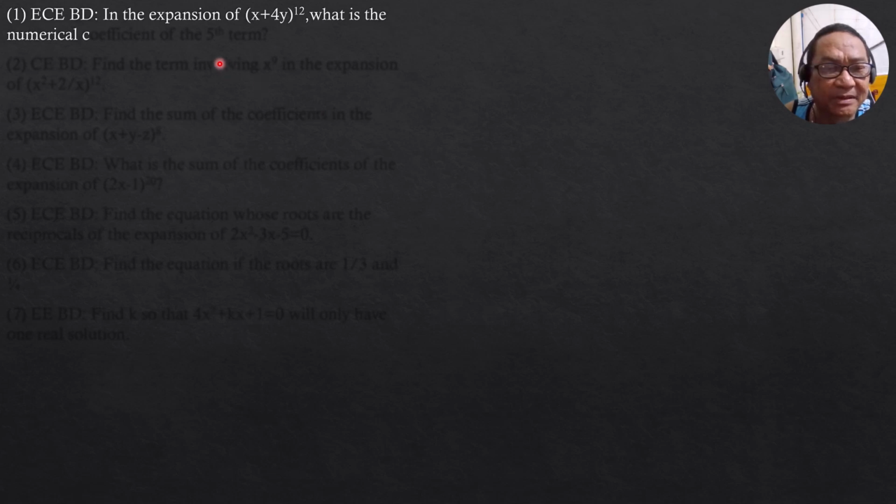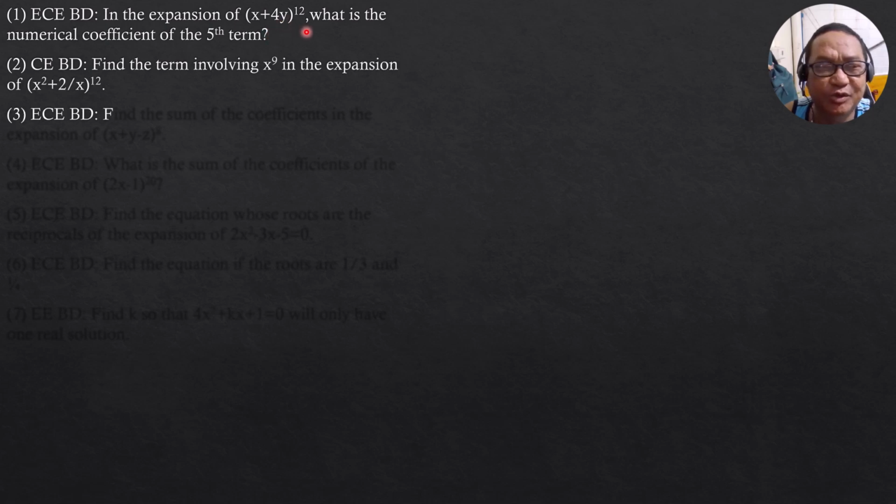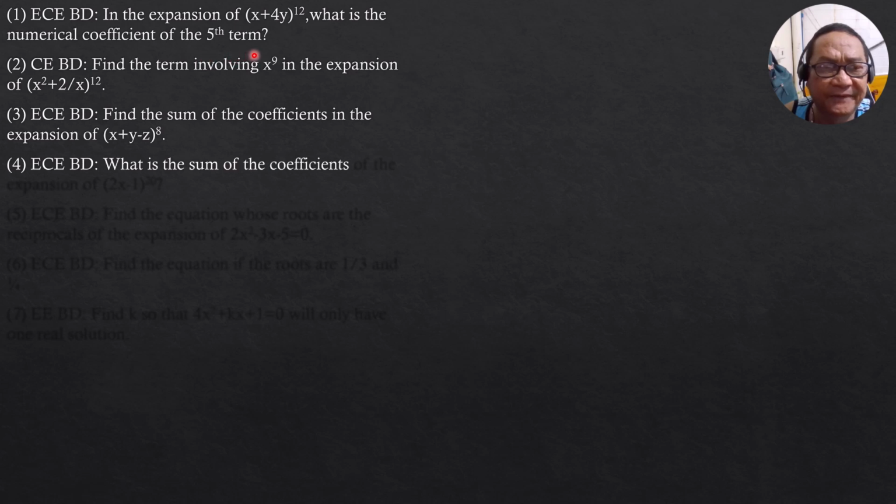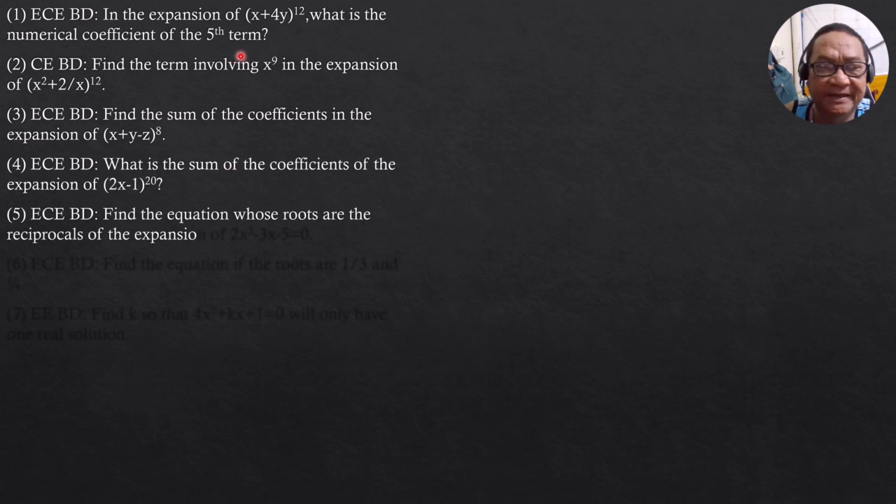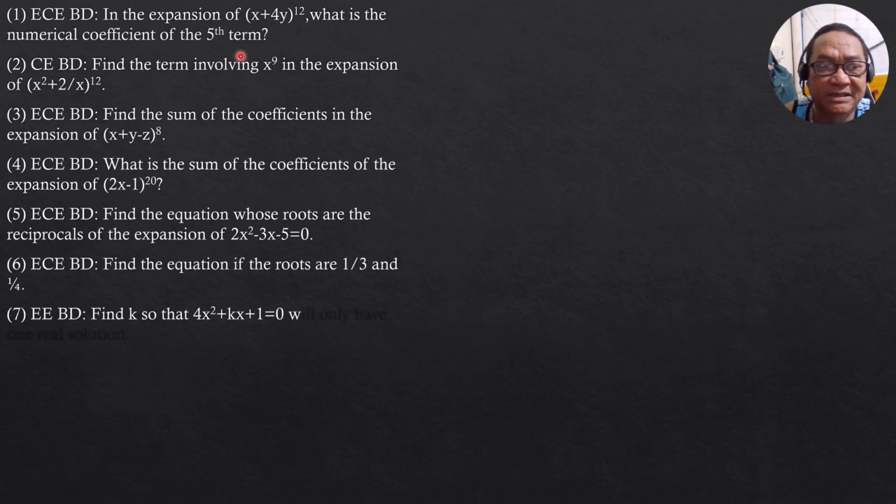So problem 1, in the expansion of quantity x plus 4y raised to 12, what is the numerical coefficient of the fifth term? So recall that the formula which I derived in the playlist Engineering Review Materials in Mathematics, the r-th term is n combination m, first term raised to quantity n minus m, second term raised to m, where m is r minus 1.